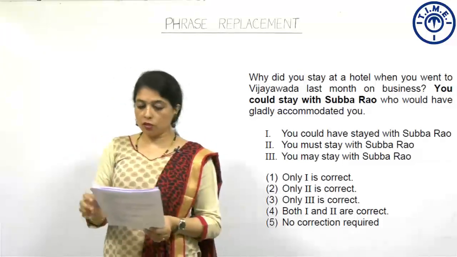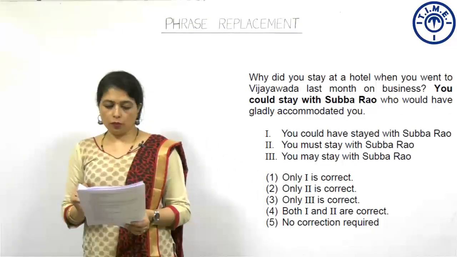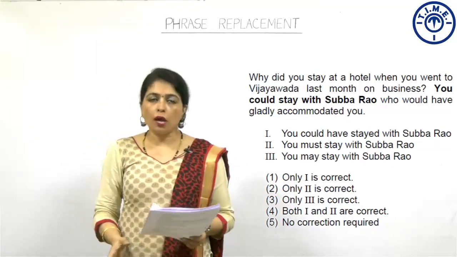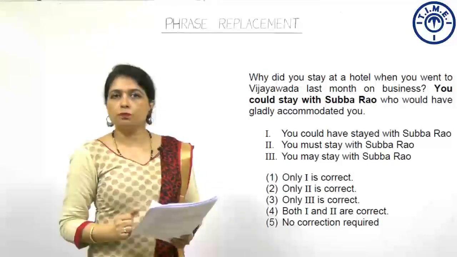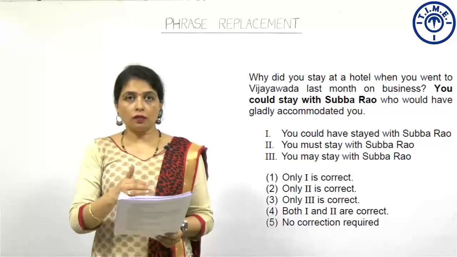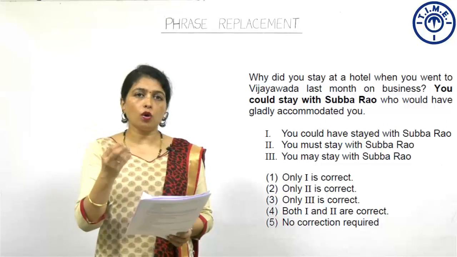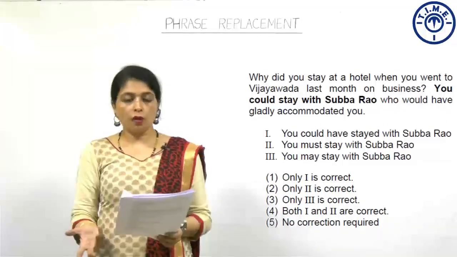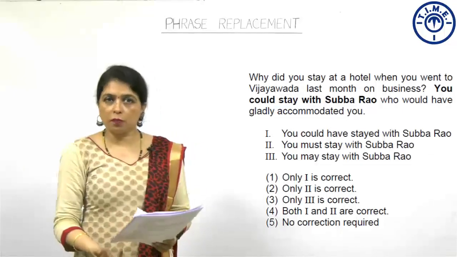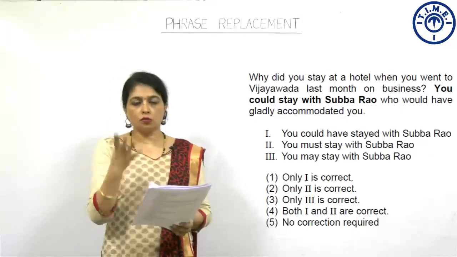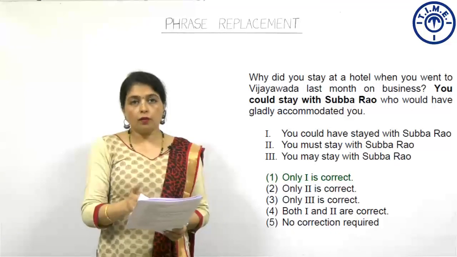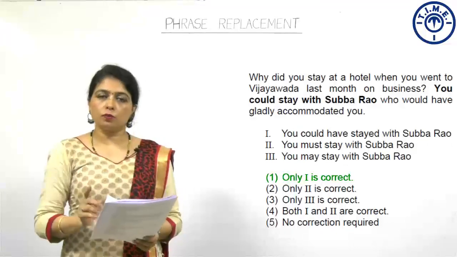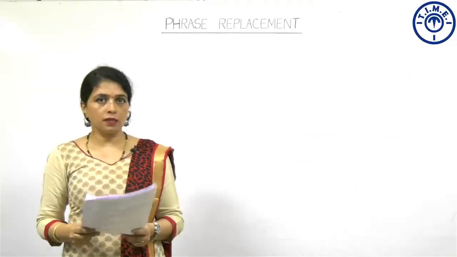Let's look at 2 and 3 also. You must stay with Subbarao. Now must is not right over here, because must states something which has to happen without fail or something which is mandatory, and it does not help us link it with the past situation. You may stay with Subbarao here is a possibility in the present tense, and we cannot use this to complete the idea. So we can only go with part 1 as the correct option and mark choice 1 as the correct answer. I hope things are clear to you.